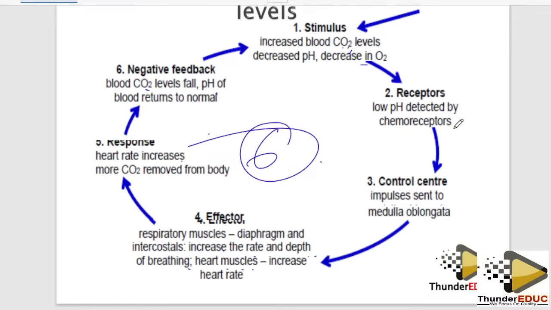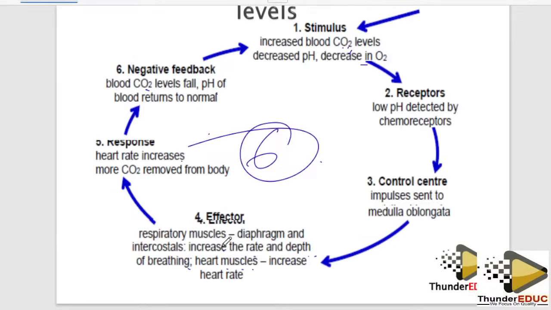And then now the pH is being detected. Because the pH is low, it is detected by the chemoreceptors. Why chemoreceptors? Because chemoreceptors detect chemicals, and low pH, carbonic acid, is a chemical. So now the control centers will send the impulse to the medulla oblongata. Why medulla oblongata? Because medulla oblongata controls all involuntary actions. The respiratory muscles of the diaphragm and the intercostal muscles, the rate and the depth of breathing, and muscles of the heart increase.